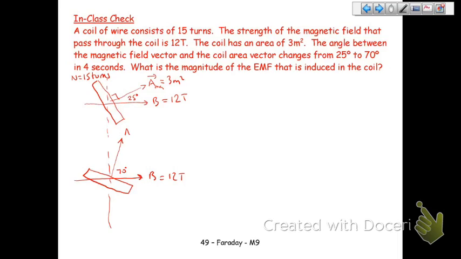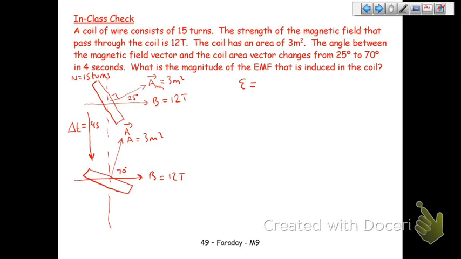So here's my A. And A is equal to 3 meters squared. And that's 70 degrees, and N is still that. And my time interval, delta T, to go from that to that, is 4 seconds. So I just turned my coil in 4 seconds.